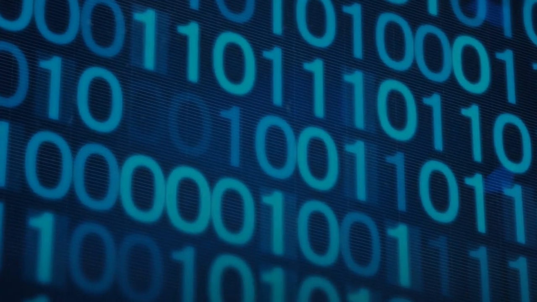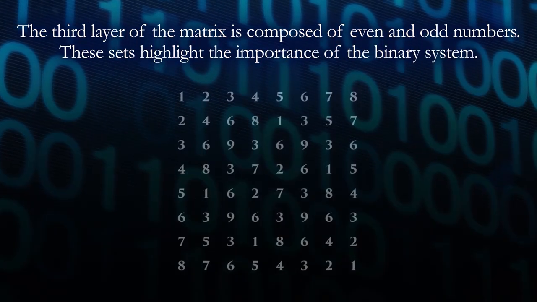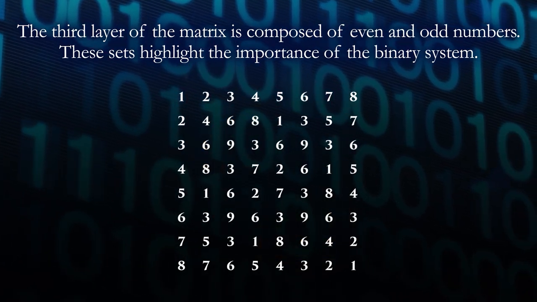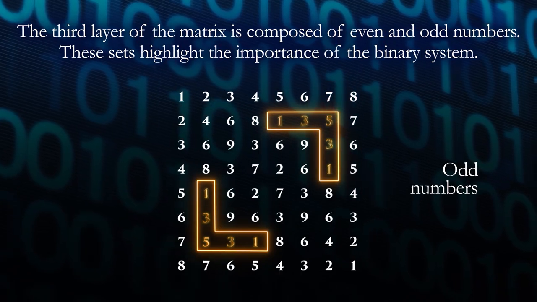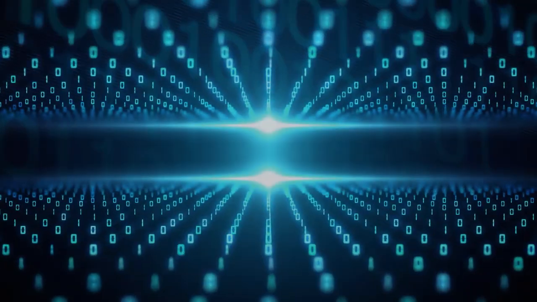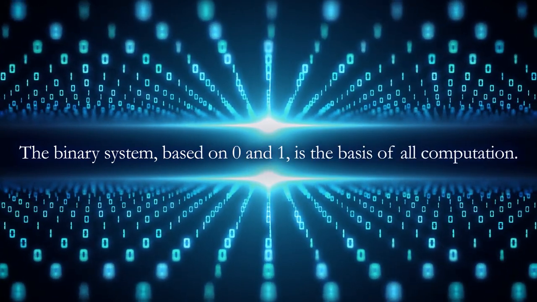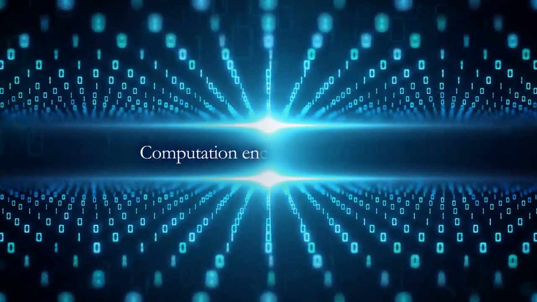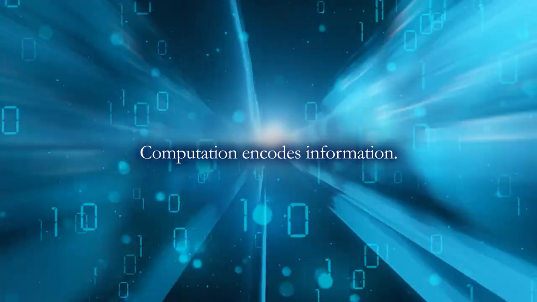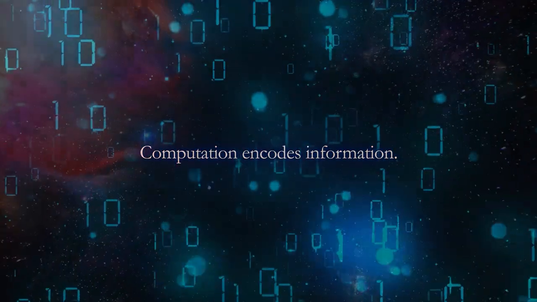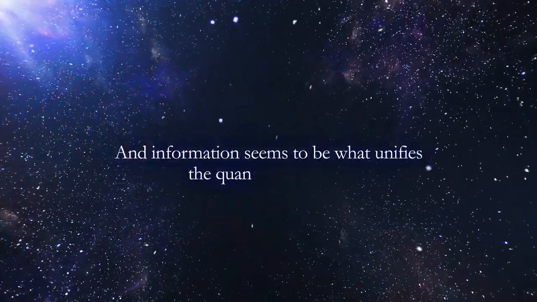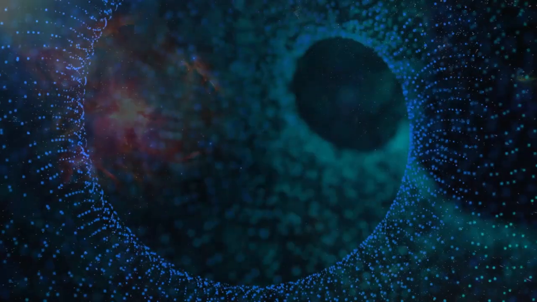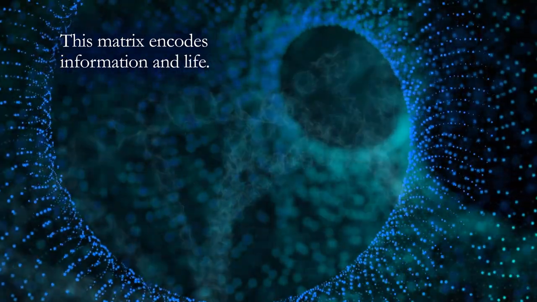The third layer of the matrix is composed of even and odd numbers. These sets highlight the importance of the binary system. The binary system, based on 0 and 1, is the basis of all computation. Computation encodes information. And information seems to be what unifies the quantum universe. This matrix encodes information and life.